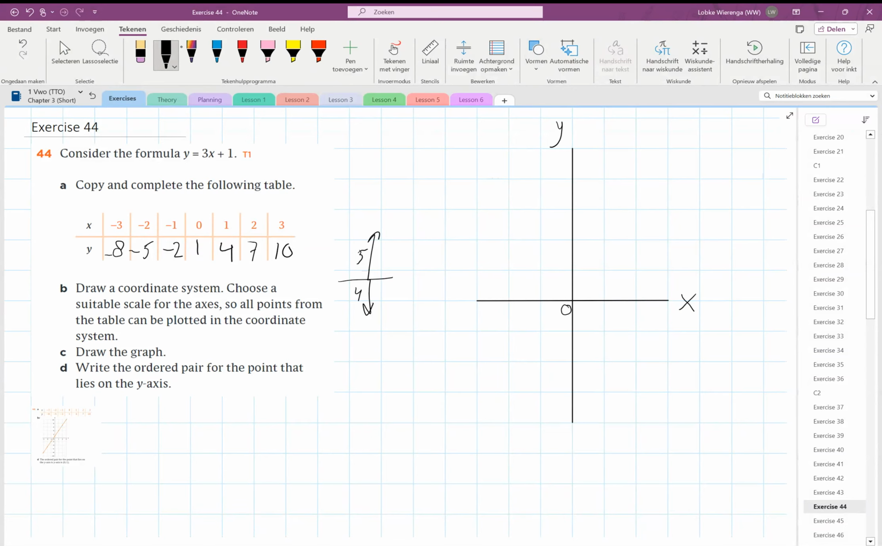On the x-axis, I picked step size 1, so it's 1, 2, 3, and minus 1, minus 2, minus 3. And on the y-axis, I picked the step size of 2, so it's 2, 4, 6, 8, and 10, and minus 2, minus 4, minus 6, and minus 8.